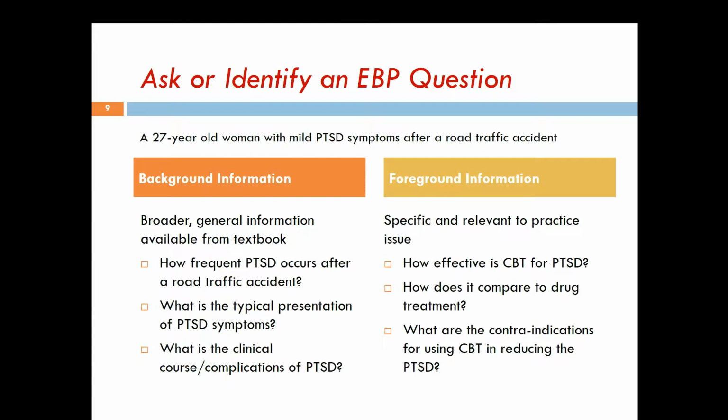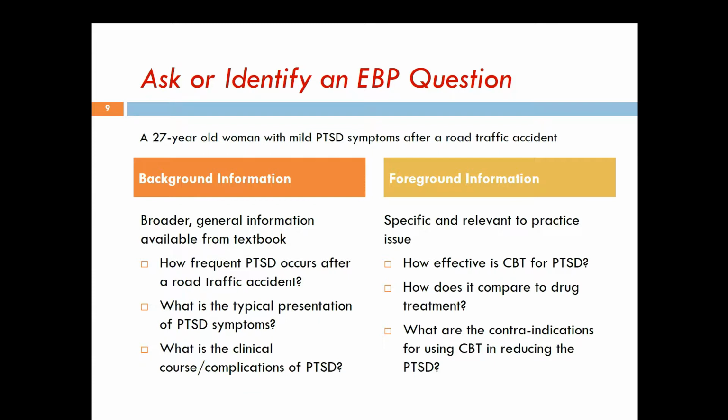How frequently does PTSD occur after a road traffic accident? Do you know how frequent it is? About 30%. 20 to 30, mild, we're talking about mild, okay? About 20 to 30%, which is quite consistent across different regions. What is the typical presentation of PTSD symptoms? Most of us know. Hyperarousal, what was that? Nightmares and hyperarousal, what's that? Dissociation and all those. So these are those. If we don't know, we can look in the textbook.